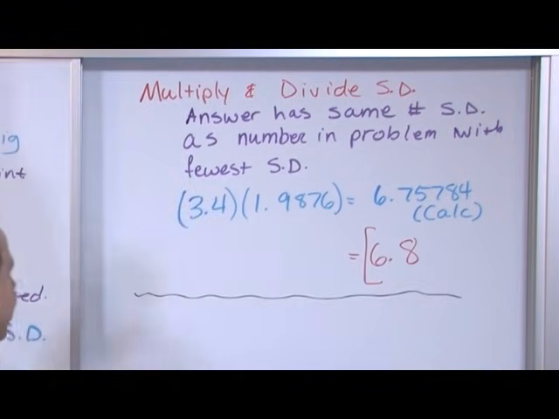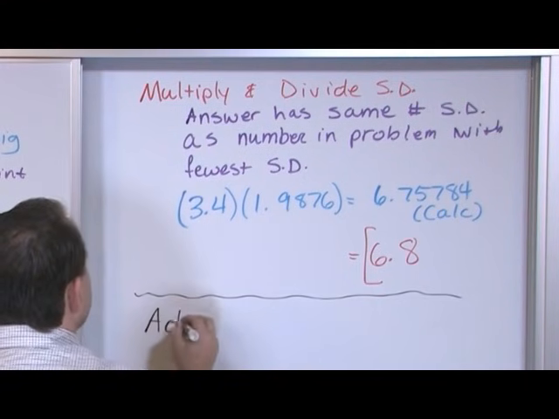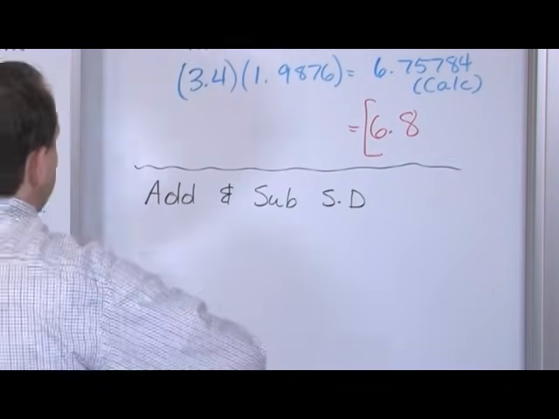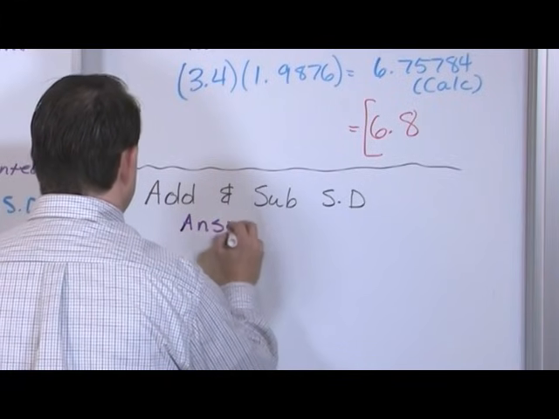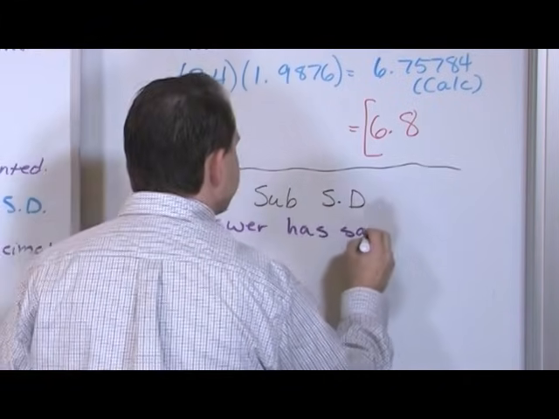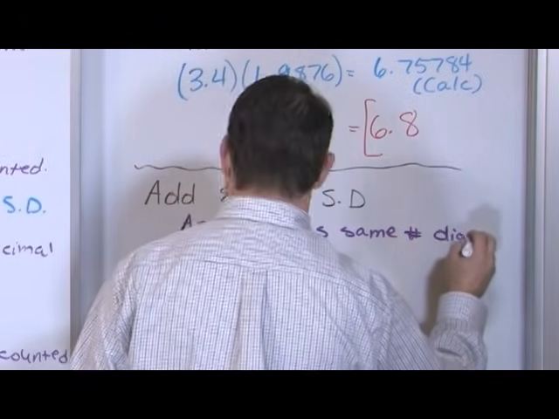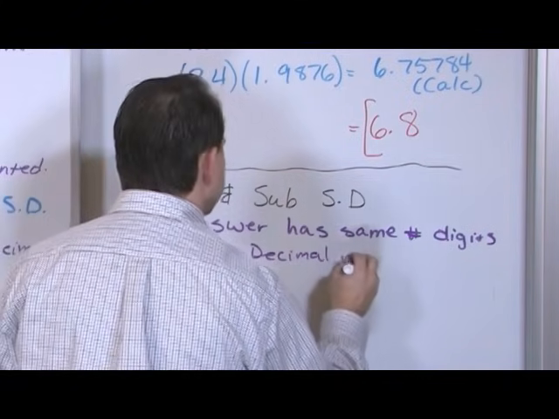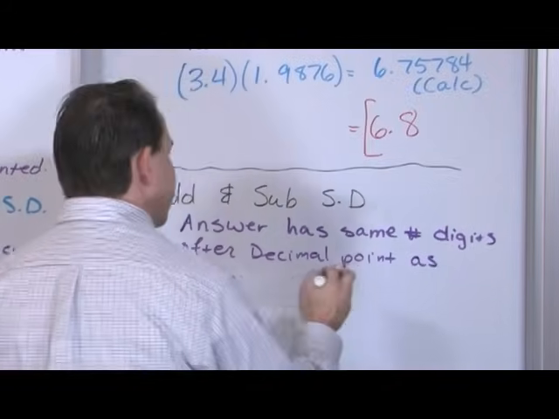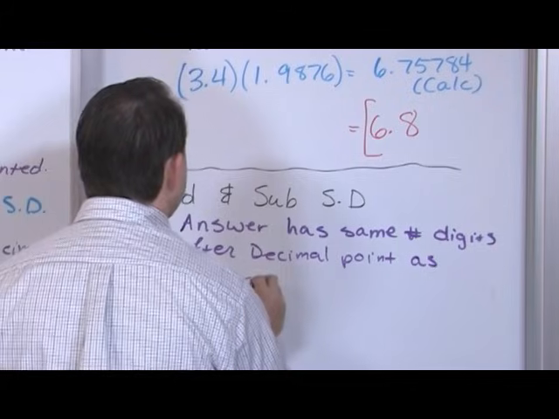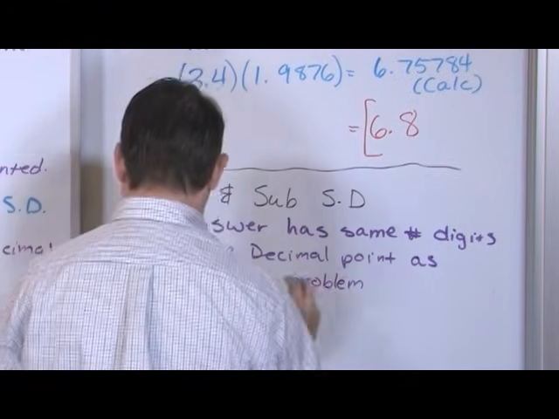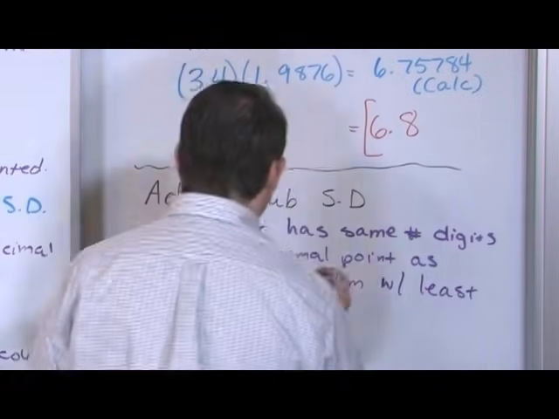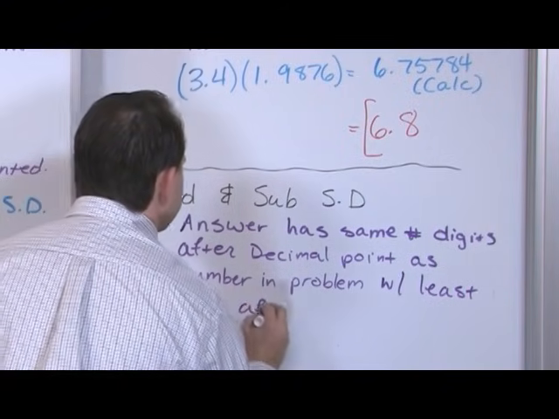Let's go and look at the equivalent rule for adding and subtracting. So to add and subtract significant digits, the answer has the same number of digits after the decimal point as the number in the problem with the least number of digits after the decimal.